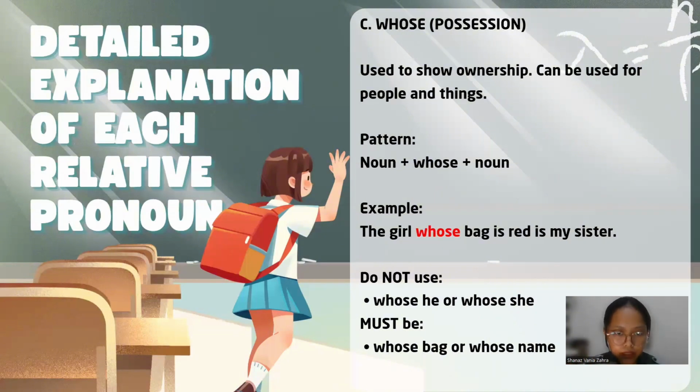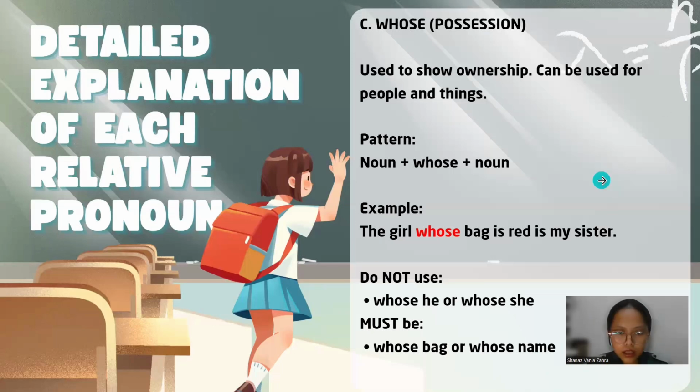Look at the example. The girl whose bag is red is my sister. The girl is the person being described, and whose bag is red shows that the bag belongs to her. And here, the bag is the noun that comes after whose. So the structure is correct. We must remember that whose cannot be followed by a pronoun like he or she. So expressions such as whose he or whose she are grammatically incorrect. Instead, whose must be followed by nouns such as whose bag or whose name.